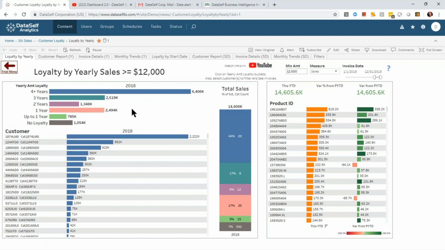Sometimes what you don't know is more important than what you know. Out of the box, DataSelf has thousands of KPIs and dashboards like this that can inspire you and your team to look at metrics that can be critical, and today you're not even paying attention to. So this is one example of a customer loyalty dashboard.